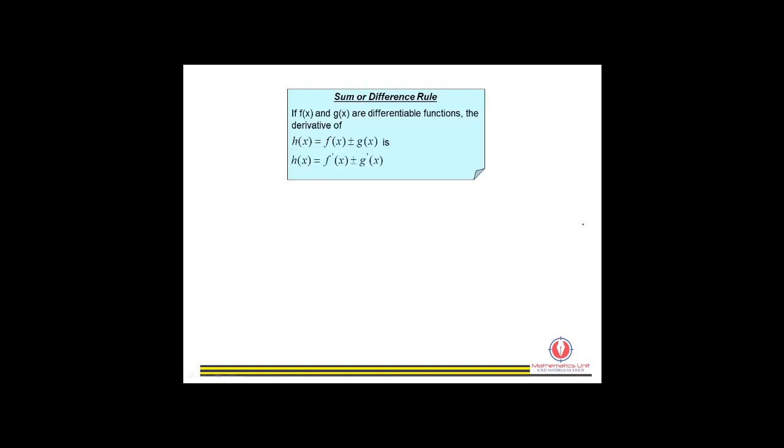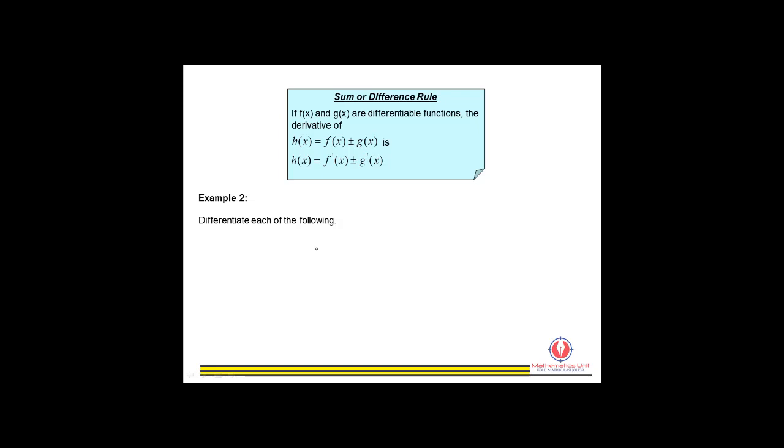Okay, next, sum or difference rule. So if f(x) and g(x) are differentiable functions, the derivative of h(x) equal to f(x) plus or minus g(x) is h prime x equal to f prime x plus or minus g prime x, which means you need to differentiate each of the functions. So let's do the example.